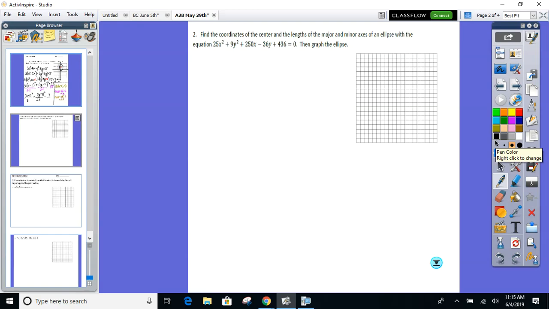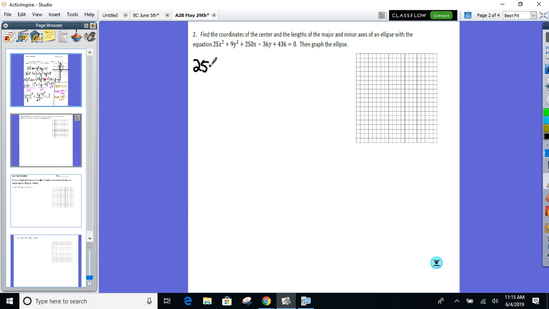What's your first move? Go ahead. Move the 436 over, group the X's and the Y's. Looks good to me. Can't complete the square yet. What do you want me to do next? Don't take half your B value yet.